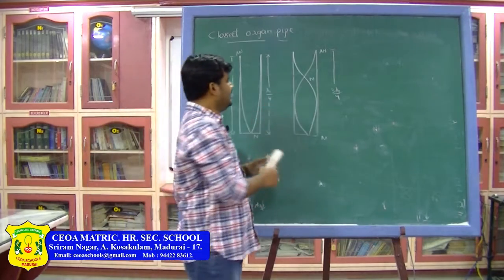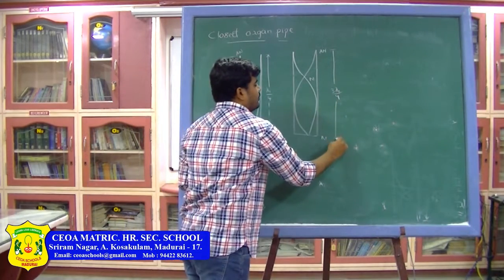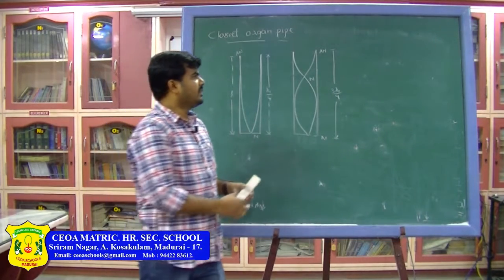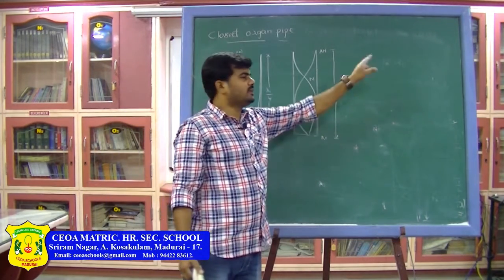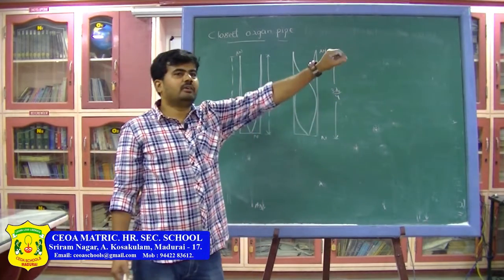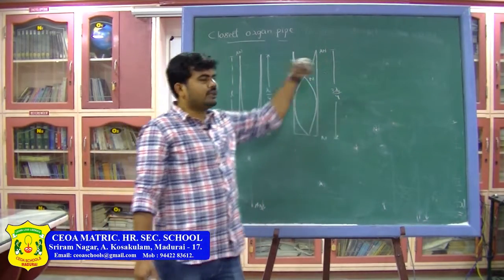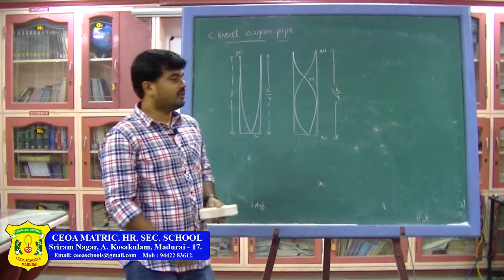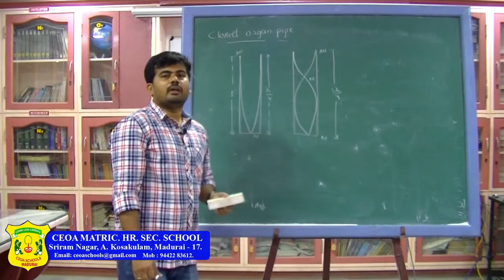So, total L is equal to 3 lambda by 4. Like that, the next mode of vibration you can get is 5 lambda by 4 and 7 lambda by 4 and so on. Only odd numbers will occur in the next modes of vibration. That is about the modes of vibration of the air column in a closed organ pipe.